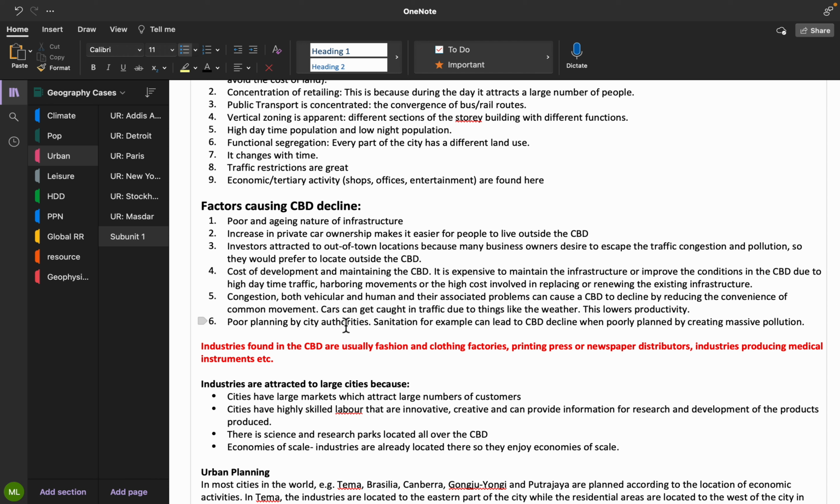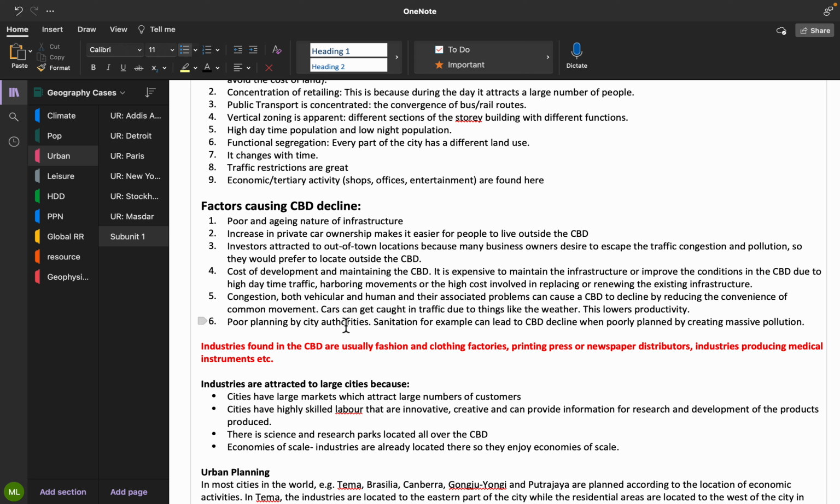So these are some factors that cause a CBD, the central business district, to decline. Yes, they can decline due to deindustrialization or urban decay, when a city becomes less famous because it's not that loved anymore, or people move away to a bigger city. So, number one, poor and aging infrastructure. That is one major thing. And number two is the increase in private car ownership, which makes it easier for people to live outside the CBD.